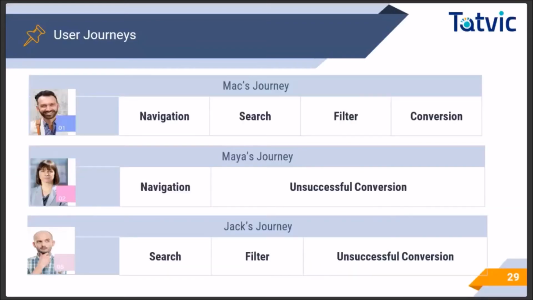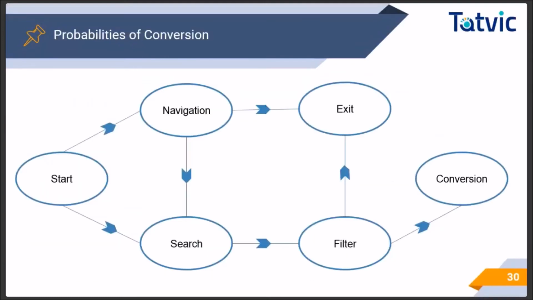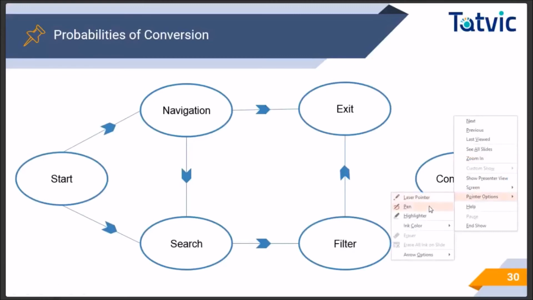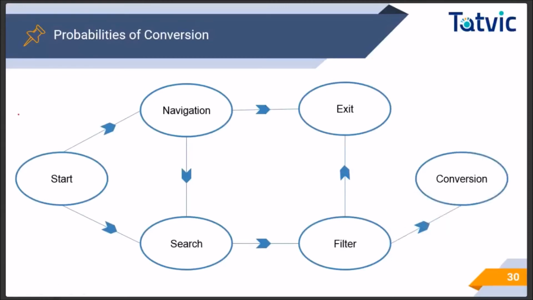So these are the three user journeys that we're going to refer to, and this is something like the total user journey map with all the features that are available. So there are navigation, search, filter, and obviously the thank you page as a conversion feature. So there are four features, and obviously when a person exits, they exit from the website, right? So let's see what the probabilities of conversion are.